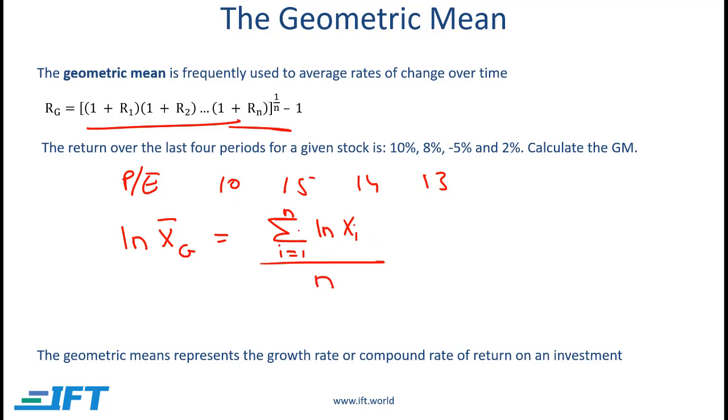So in this case, what we are going to do is take the natural log of 10, add that to the natural log of 15, and so on. And then we will divide by n. And then to come up with the geometric mean, since this is ln over here, we are going to do e to the power of this expression. That will give us the geometric mean. Now, for completeness, you can do this, but the probability of being tested on this is low. If you do get a question on the geometric mean, you will almost certainly have to use the earlier formula.